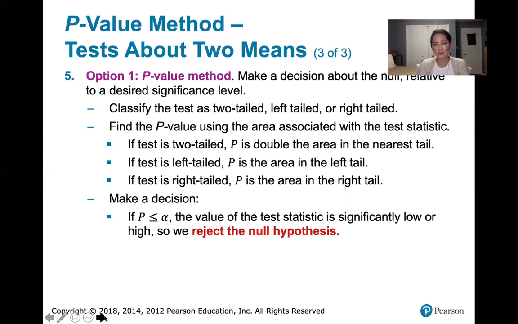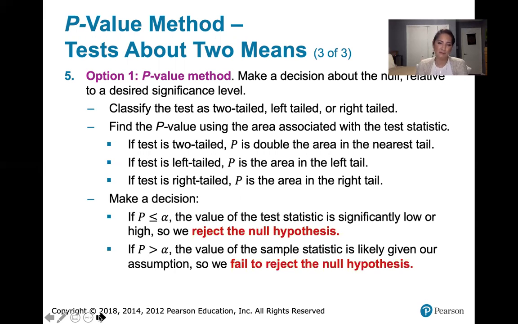If p is less than or equal to alpha, then we're saying that something that was supposed to be highly improbable is actually happening. So in that case, we're going to reject the assumption that led us to believe that this event would be improbable. So that means we're going to reject the null hypothesis. In that case, our test statistic is significantly high or significantly low, which means that x sub 1 bar minus x sub 2 bar is significantly high or significantly low.